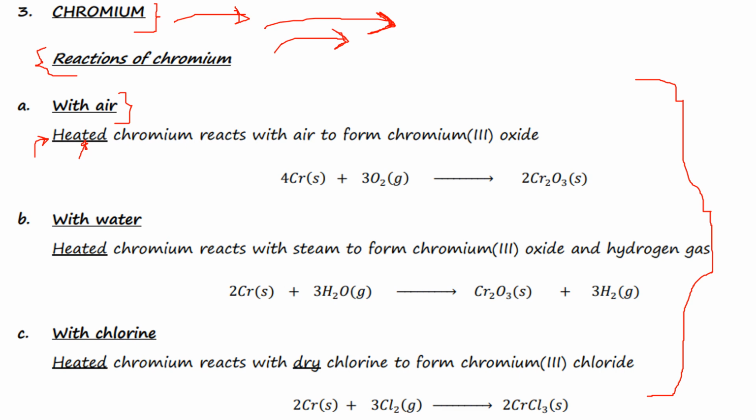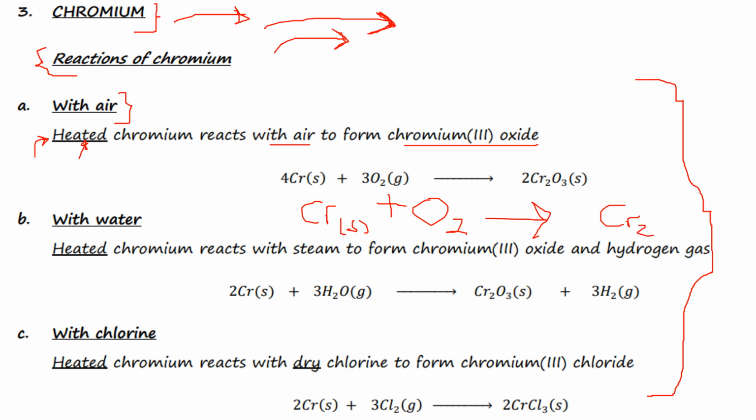So heated chromium reacts with air to form chromium trioxide. First of all, the equation is going to be like this. Like I said, I like balancing these equations together with you according to the concept of balancing equations that I gave you. So you're going to say chromium reacting with oxygen to give us chromium trioxide.